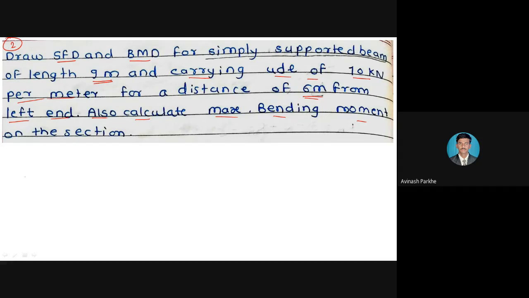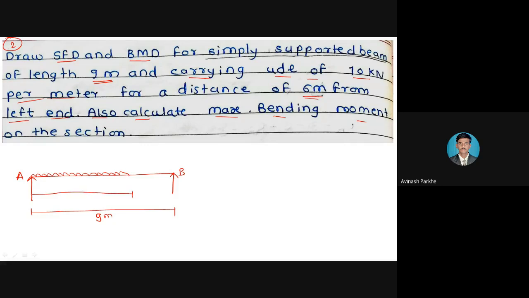Now according to the statement, I will draw the figure first. That is one simply supported beam, supported at the two ends only. This is point A, this is point B. The total length of the beam is 9 meter as per the statement given. This is the total length. Now this particular beam is subjected to the UDL. The UDL is applied at how much distance? The 6 meter from the left end.